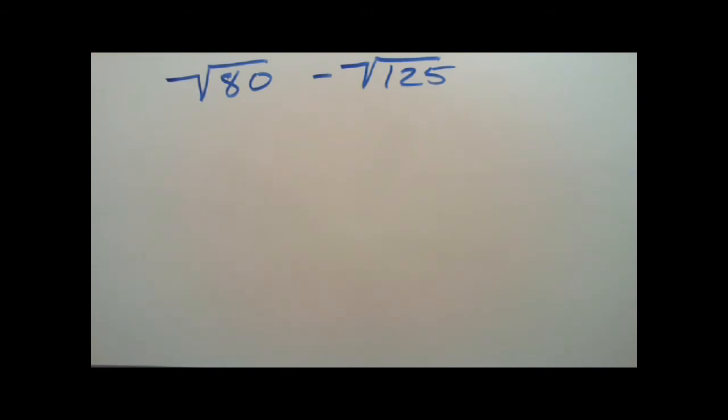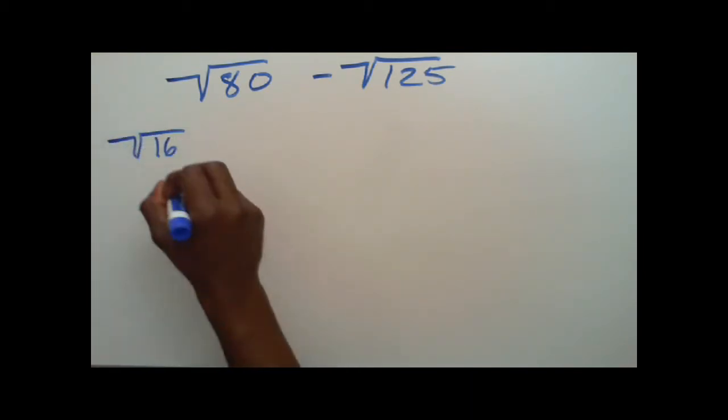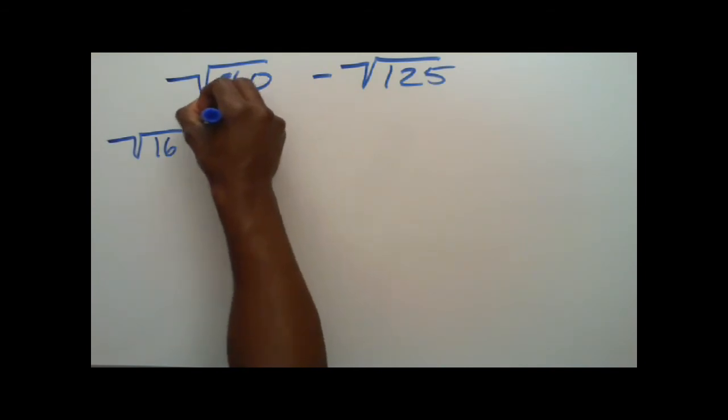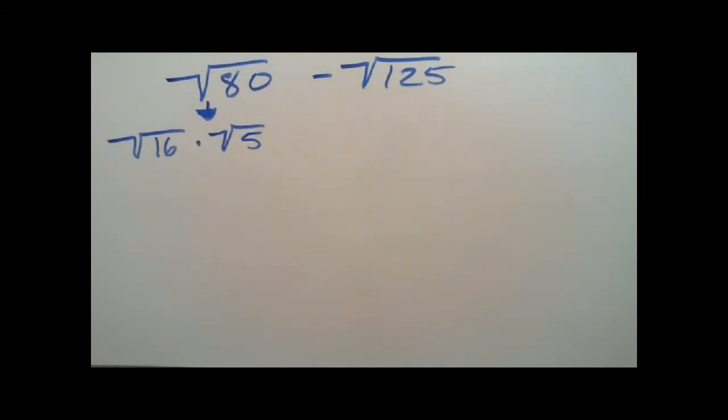Let's look at one more problem. Let's simplify the radical expression, the square root of 80 minus the square root of 125. In this problem, we are subtracting two radical expressions. Again, don't let that confuse you. It's the same process. Let's take the square root of 80. I know 16 goes into 80 5 times, and it is a perfect square. So I write that expression as the square root of 16 times the square root of 5.